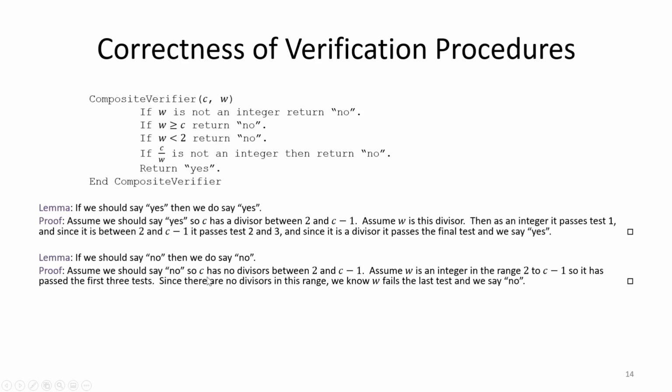So what do we know? We know there are no divisors in this range, right? We know W is an integer in this range, therefore it must not be a divisor. So because it's an integer in the range, it does pass our first 3 tests, but because there are no divisors in this range, we know it's not a divisor, so it fails this last test, and we're going to say no on this last test.